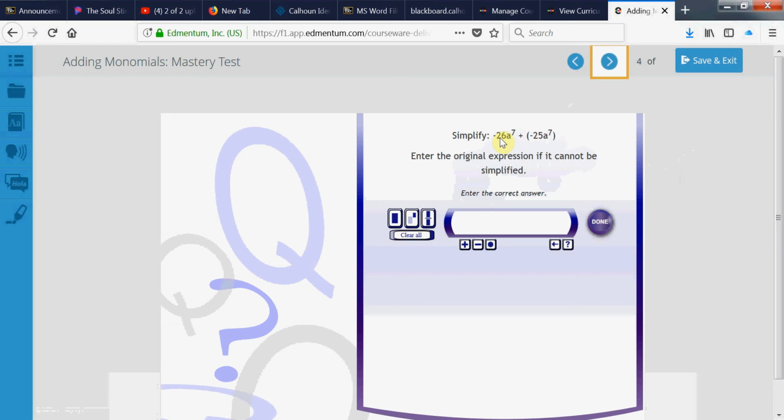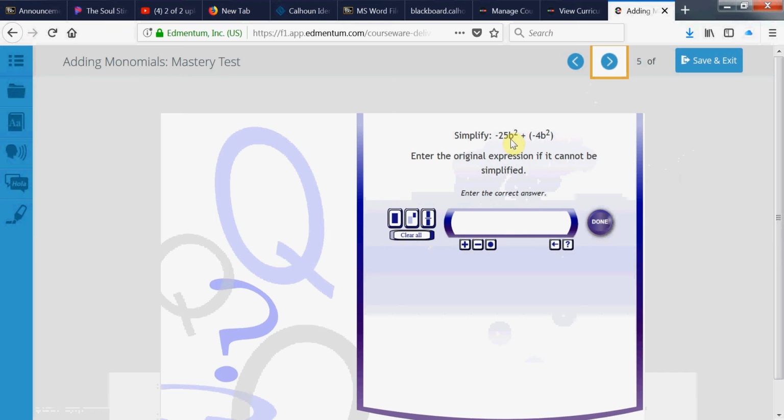So I'm going to add the coefficients. Negative 26 plus negative 25 is negative 51. So this is negative 51. Keep the same common variable expression, a to the 7th. We say we're done. Correct. We move to the next one.